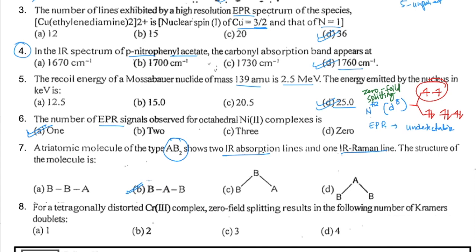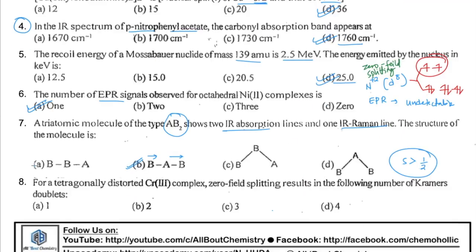What will be those IR absorption bands? If this is asymmetrical stretching, or if you are doing a bending in this, okay, so bending and asymmetrical stretching are going to give you IR absorption, whereas the symmetric stretching is going to give you a Raman line. So the correct answer has to be option number B for this.